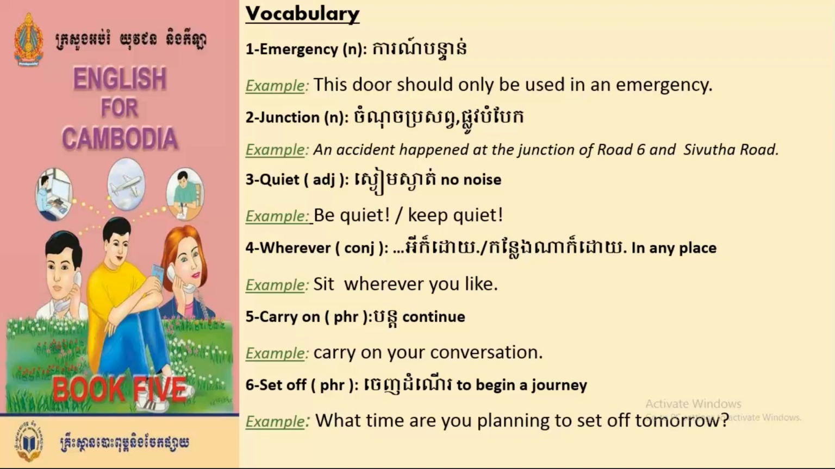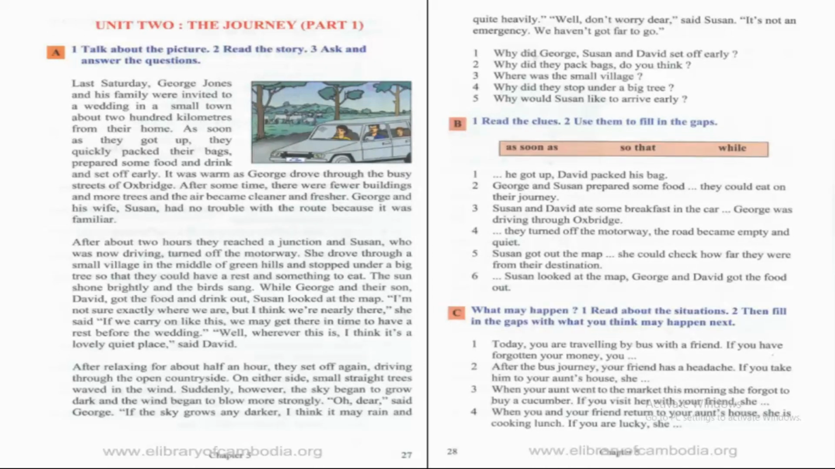Okay, have you finished everyone? Good job everyone. If you finish copying, let's open your book on page 27 and 28. You see unit 2 about the journey part 1. Let's look at section A. 1, talk about the pictures. 2, read the story. 3, ask and answer the questions. Page 27 and 28.